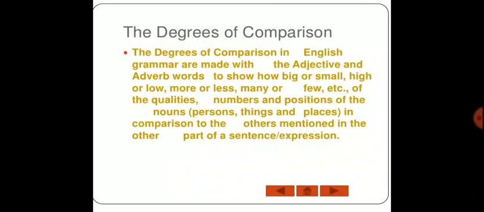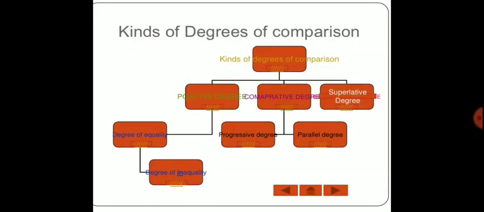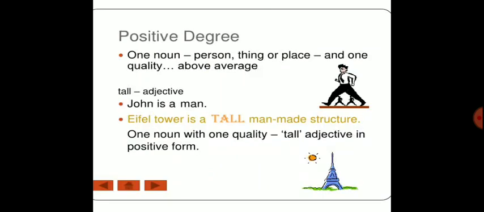Okay, so as I told you, there are three degrees of comparison: positive degree, comparative degree, superlative degree. In positive degree there are two more types, that is degree of equality, degree of inequality. In comparative there are also two types: progressive degree, parallel degree. In superlative degree, you don't have any subtypes. Okay, so let's begin with positive degree.